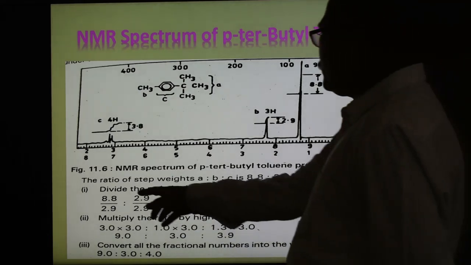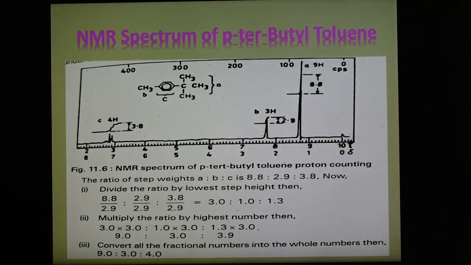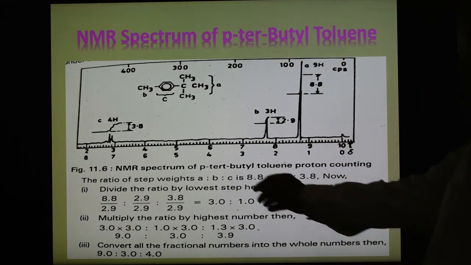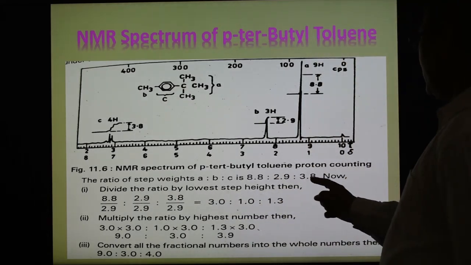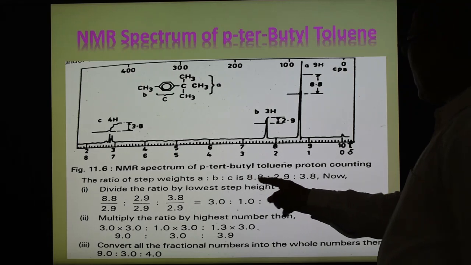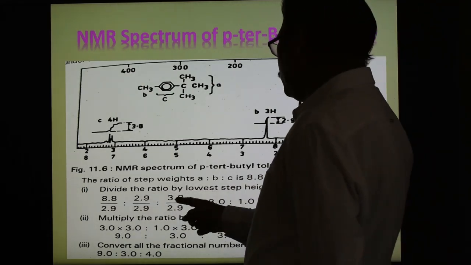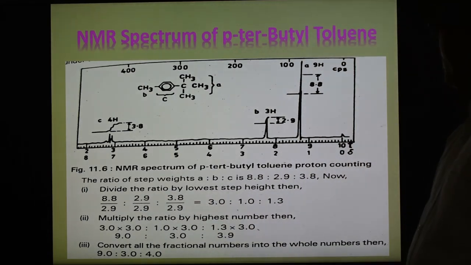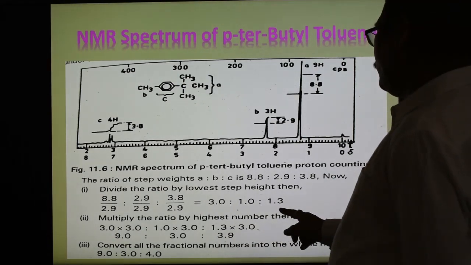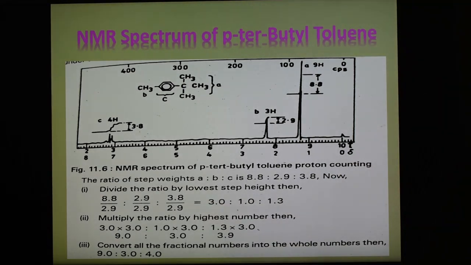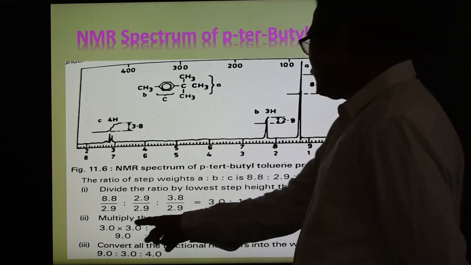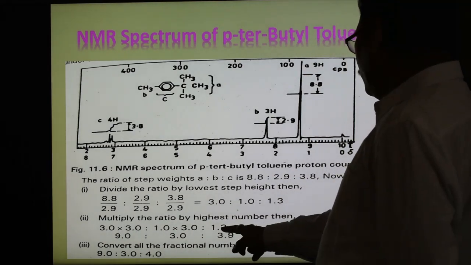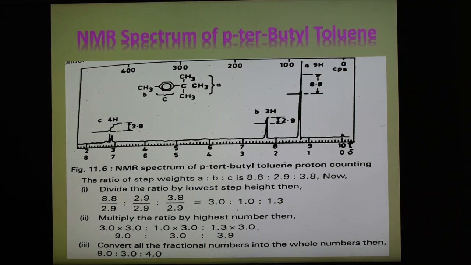There are 3 steps to find out the number of protons in each group. First, divide the ratio by the lowest step height. Here the lowest value is 2.9, so divide all 3 values by 2.9, and we get the ratio 3, 1 and 1.3. The second step is to multiply the ratio by the highest number. In this ratio the highest number is 3, so multiply 3 into 3, 1 into 3, 1.3 into 3.